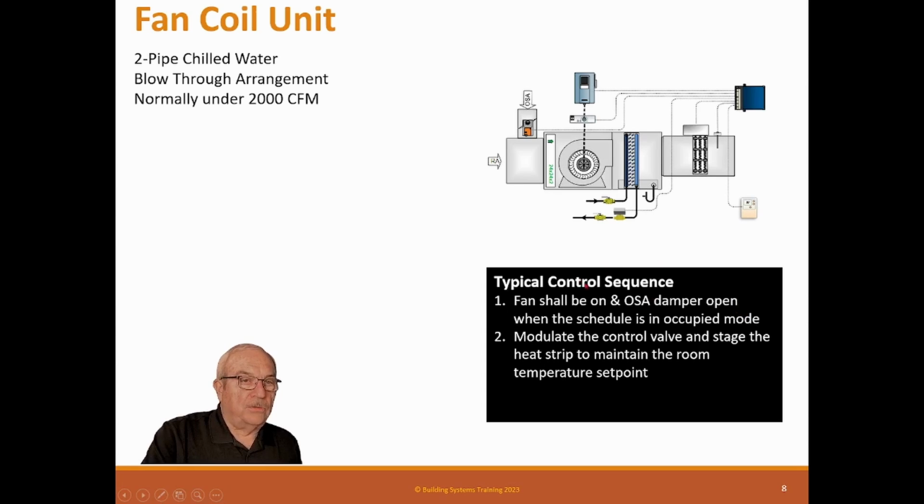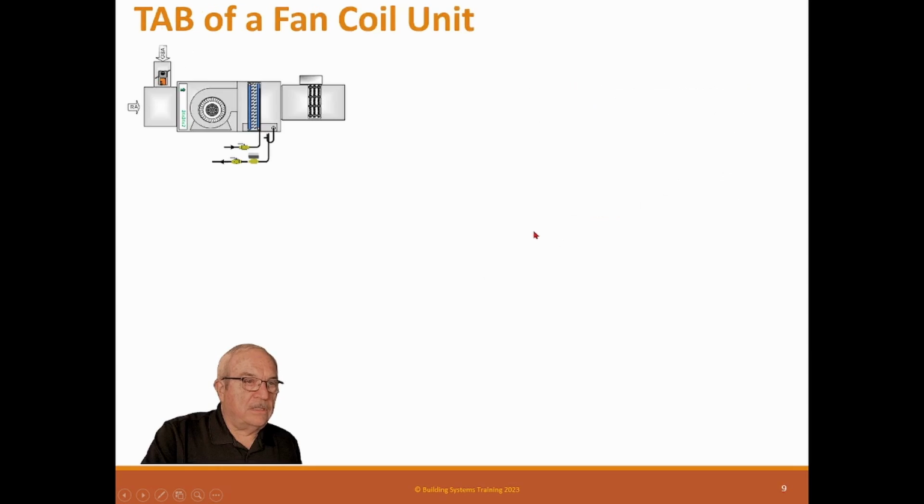Modulate the chilled water control. So this is not an on-off valve. This is a modulating valve to maintain the temperature, and stage the heat strip to maintain the temperature. Monitor supply air temperature and fan status. So that's the sequence. It's an easy sequence.